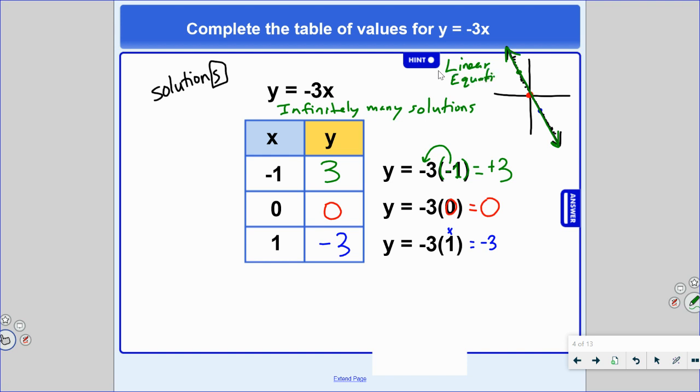That's why they're called linear equations, because all the solutions meet to form a line. But I'm getting you a little ahead. For today, we're really just focused on x and y input-output tables.